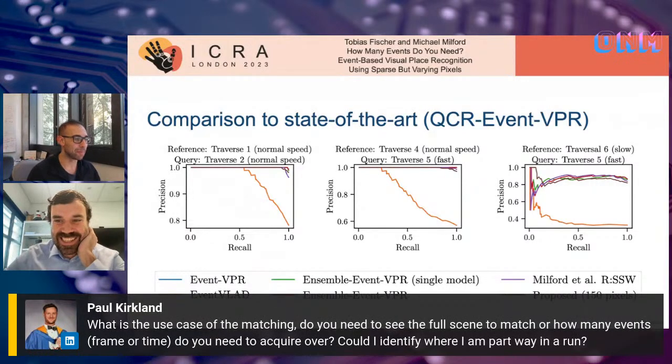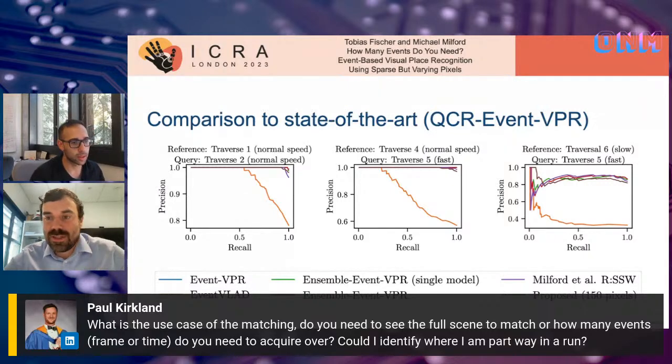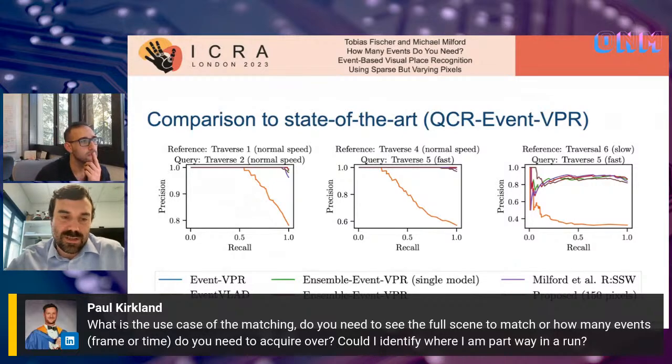Question from Paul. Paul's asked, so what is the use case of the matching? Do you need to see the full scene to match? Or how many events do you need to acquire? Could I identify where I am partway in a run? Yes, absolutely. So do you need to see the full scene to match? No, you don't. So really what we are interested in, and what I point towards in the paper as well, is that this heavily subsampled scene is sufficient.